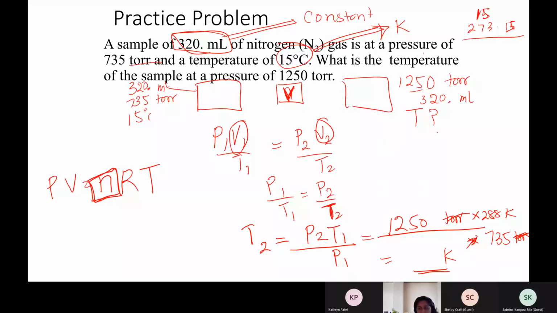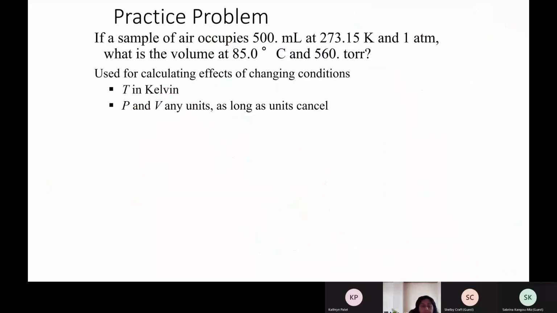Good question. Okay, I'll move to the next one. If a sample of air occupies 500 milliliters at 273.15 Kelvin and 180 torr, what is the volume at 85.0 degrees Celsius and 560.2 torr?